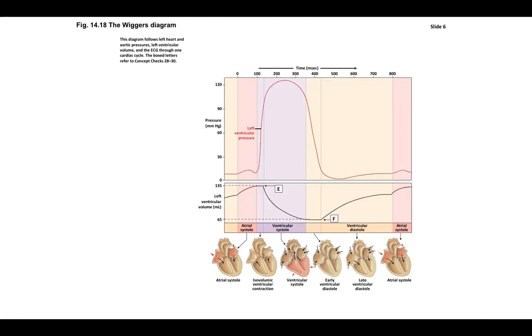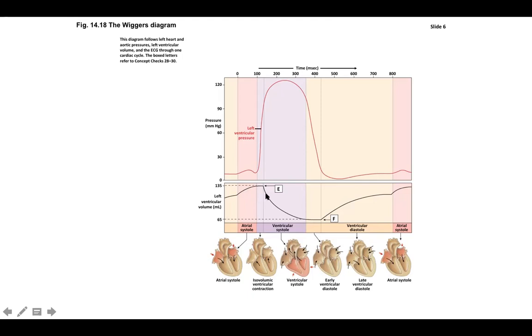And so we can see what happens when we put together the volume curve with the pressure curve. So we see that there's the passive filling. You see that there's the last little bit of blood from atrial systole put into the ventricle. Here's the isovolumic ventricular contraction, dramatic increase in the pressure without any change in volume.